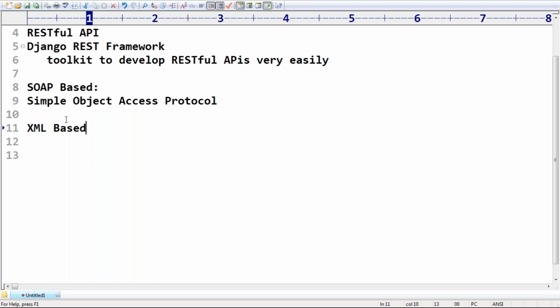Next, XML is a heavyweight component. It is not lightweight. Because in the XML message, if you observe the original message, at the top you can see the envelope. For a normal piece of data, that much extra information is there in the XML. XML, the biggest problem is that it is heavyweight.